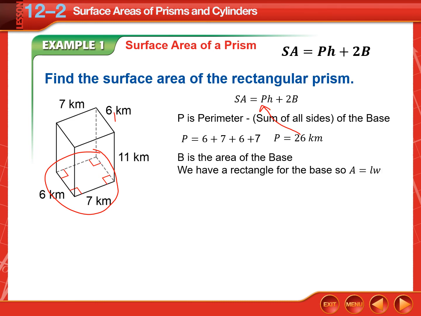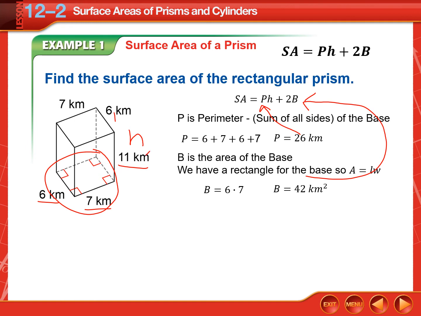Now B is the area of the base. We have a rectangle, so that's length times width. 6 times 7 is 42. So the 42 is going to go where the B is. The last thing we need is the height. What's the one number that we have not used? The 11. The 11 is the height of the prism.